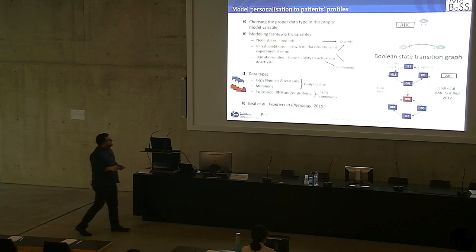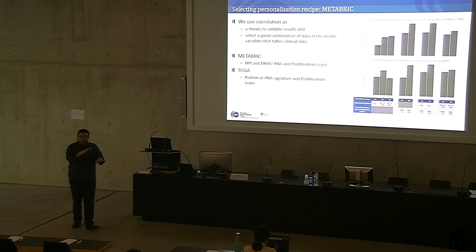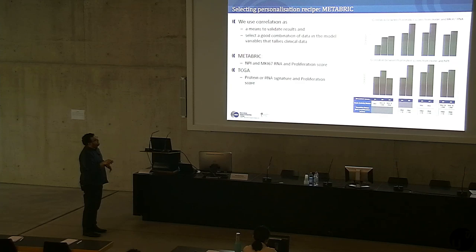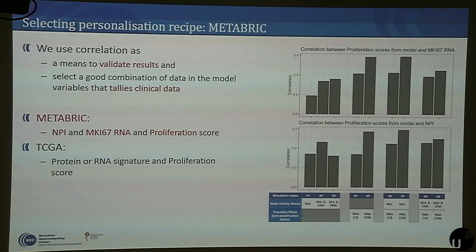And we end up with an ensemble of models in which we have used different recipes for each one of the patients, and we correlate the proliferation score with given experimental data of the patient that we have not used before in the model. So this is our validation: I have different combinations in different variables, which one correlates best with the proliferation of this patient? In this case, this one looks better than this other one, et cetera. So we can select different recipes for different patients.